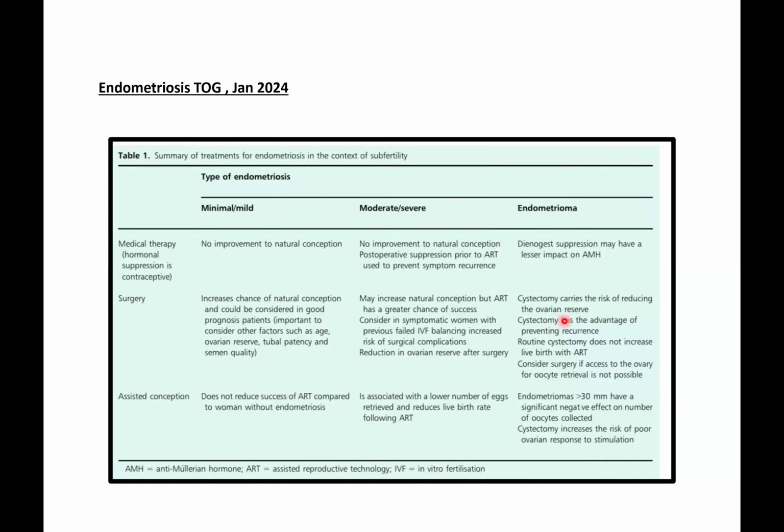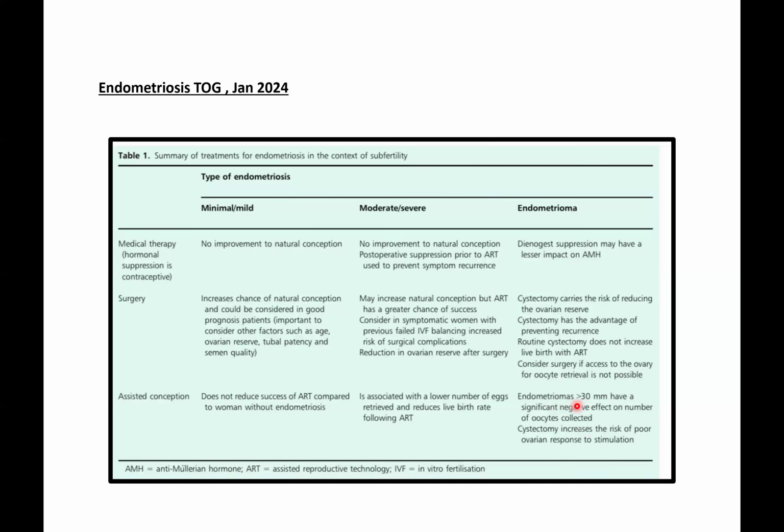Cystectomy will cause reduction in ovarian reserve. The only advantage of cystectomy is, as we discussed, it will prevent recurrence. Routine cystectomy does not increase live birth with ART. Now, when we will consider surgery? Suppose oocyte retrieval is difficult because of the excessive scar tissue formation, only then surgery is considered.